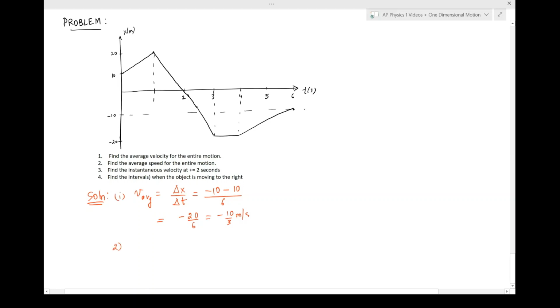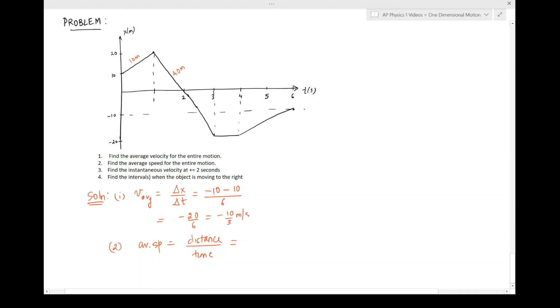Let's do the same thing and answer part 2. Now, what's average speed? Average speed is equal to the distance traveled over the time interval. Now, let's look at the total distance traveled by the object. If you look at this graph, from 0 to 1 second, the object has traveled from 10 to 20, which means 10 meters for this part. From 1 to 3 seconds, the object has traveled from 20 all the way to negative 20, which means it's traveled 40 meters for this part.